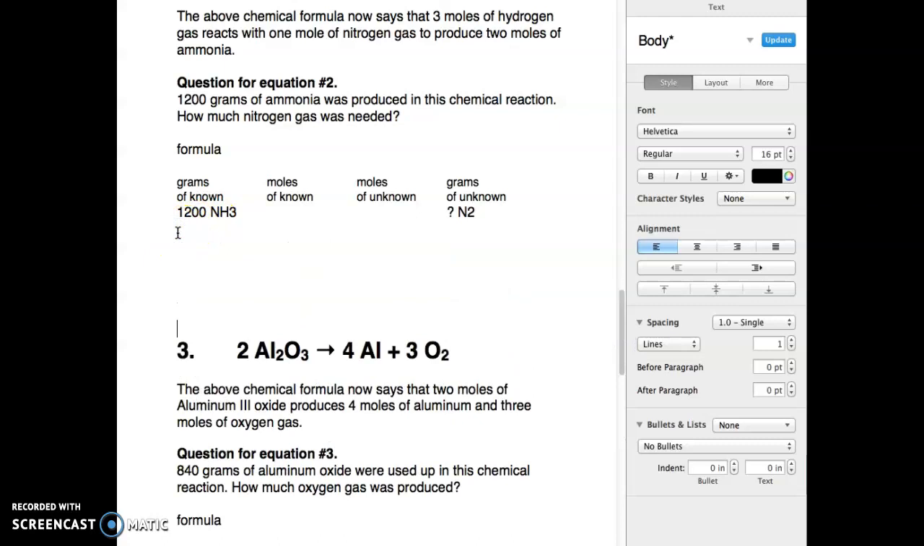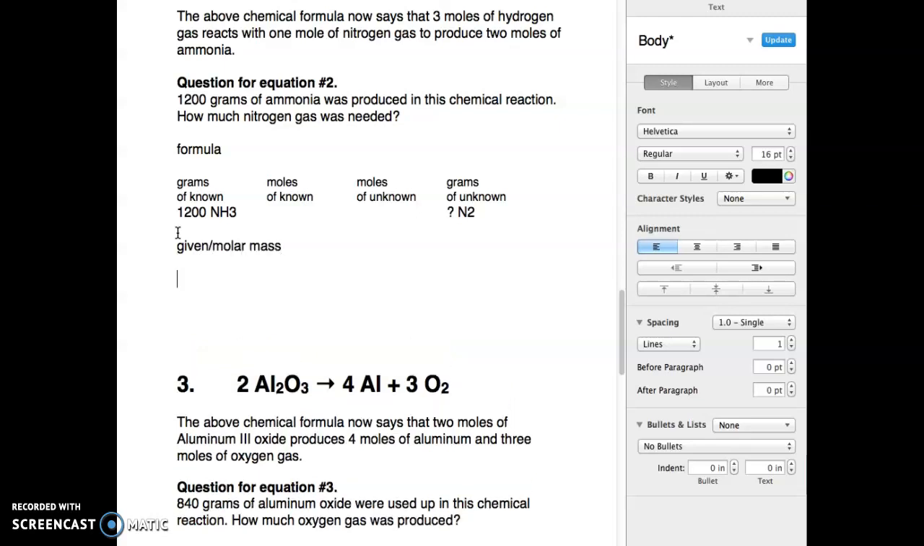You come up with NH3, you have to come up with the molar mass. You take your given, divided by your molar mass. So therefore your given is your molar mass for ammonia rather.